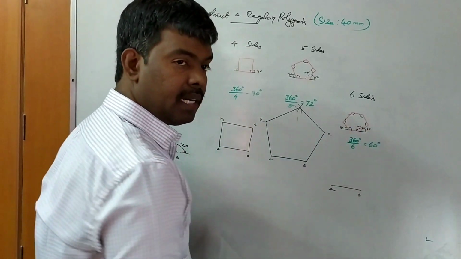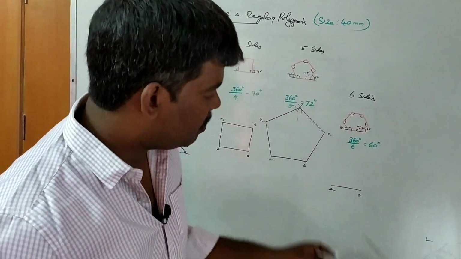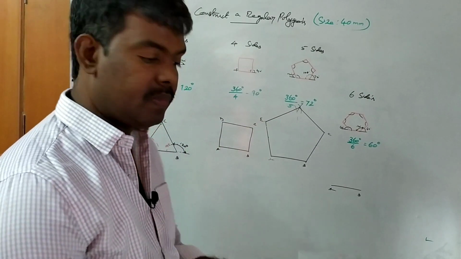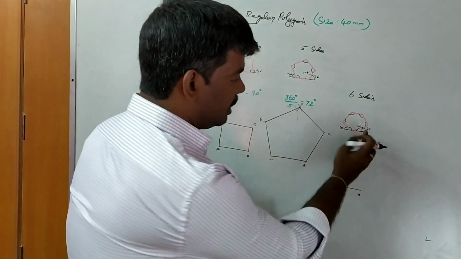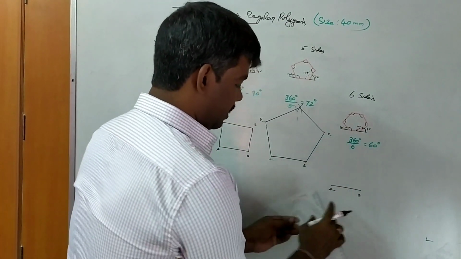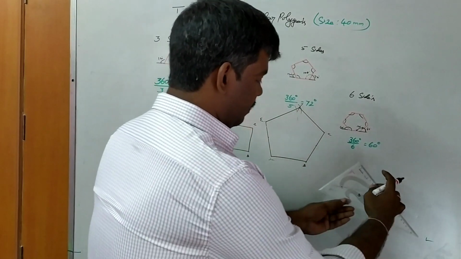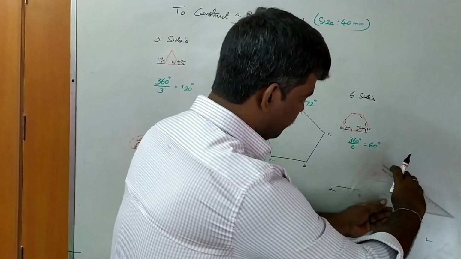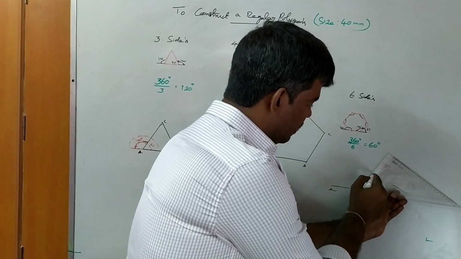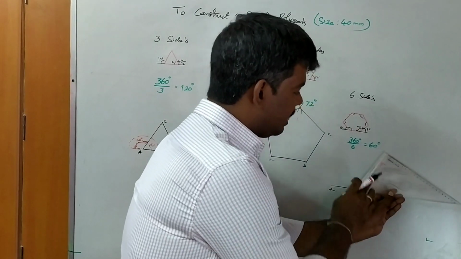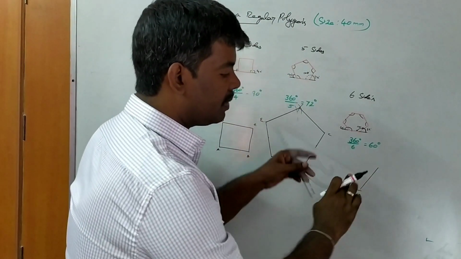So the exterior angle is 60 degrees. By using a protractor, or otherwise by using a 30-60 set square. This angle is 60, here also 60. So it is 60 degrees. So I keep it here. Okay, so you draw a 60 degree line. Same 60 degree line. Clear?